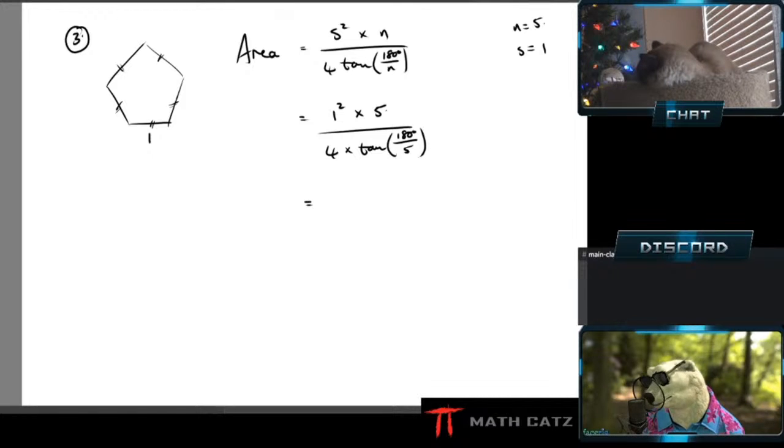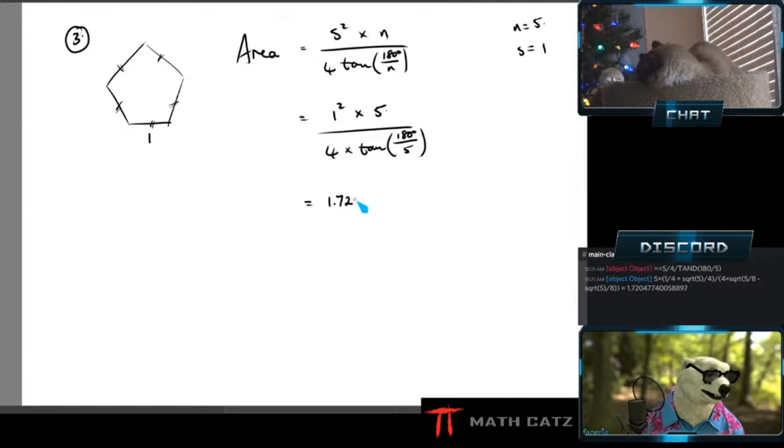I don't need to write the 1, it's 1. 5 divided by 4, tan in degrees, 180 over 5, like so. And we got 1.7205.